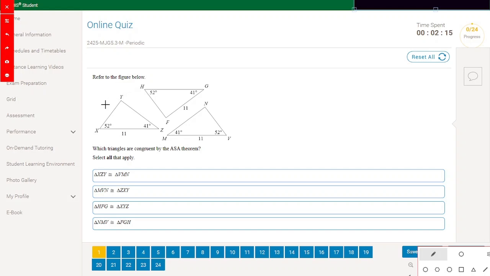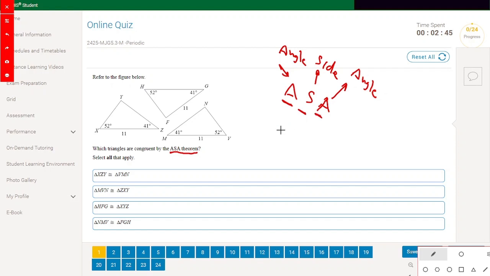Refer to the figure below. I have these three triangles. Which triangles are congruent by ASA theorem? ASA theorem means angle, side, angle. It means that the triangle has to be congruent using angle, side, angle.